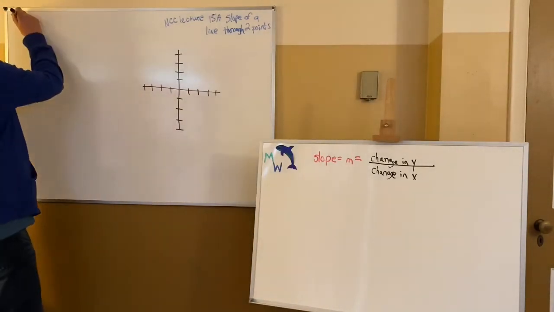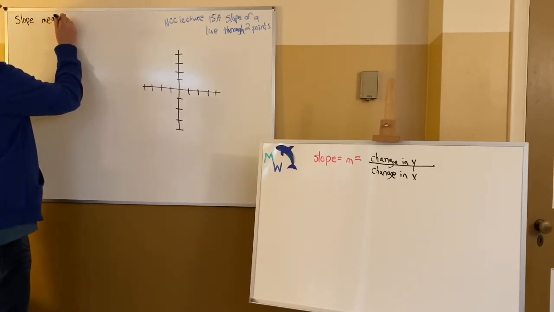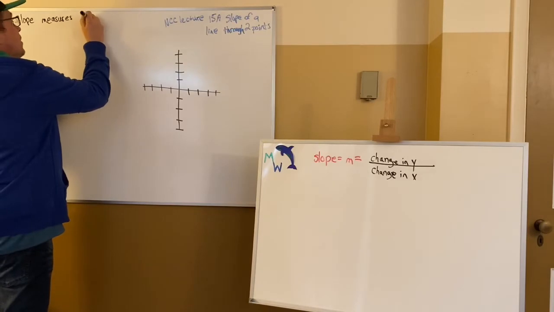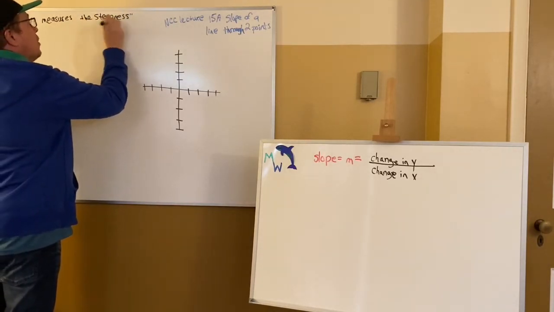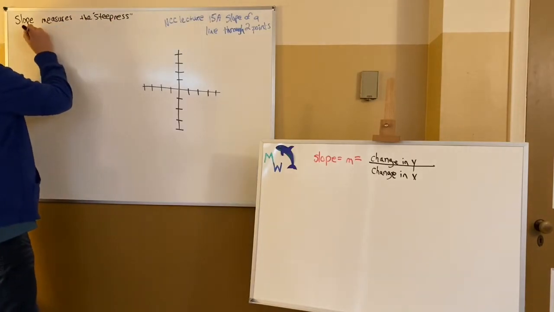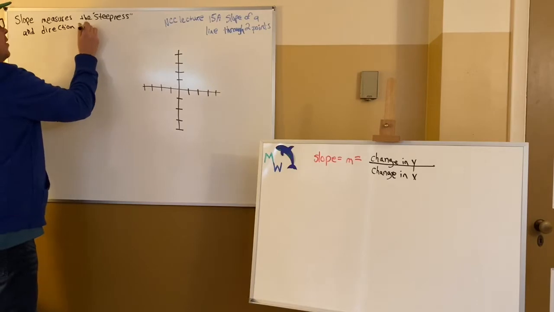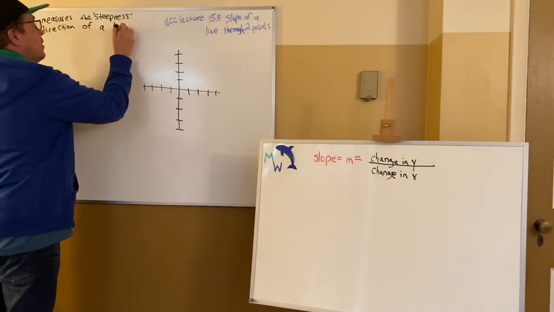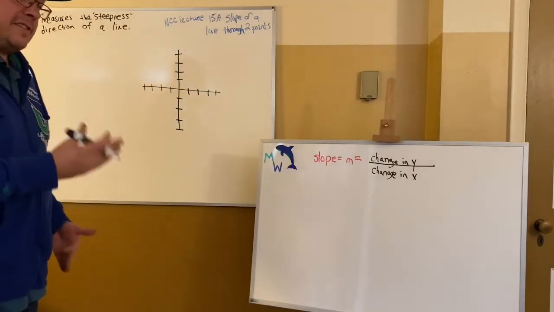Here's the key. Slope measures two things. The steepness, that's a weird word, I'm going to put it in quotes, and direction of a line. Technically, that's a vector because it has direction. And steepness is going to be a number.